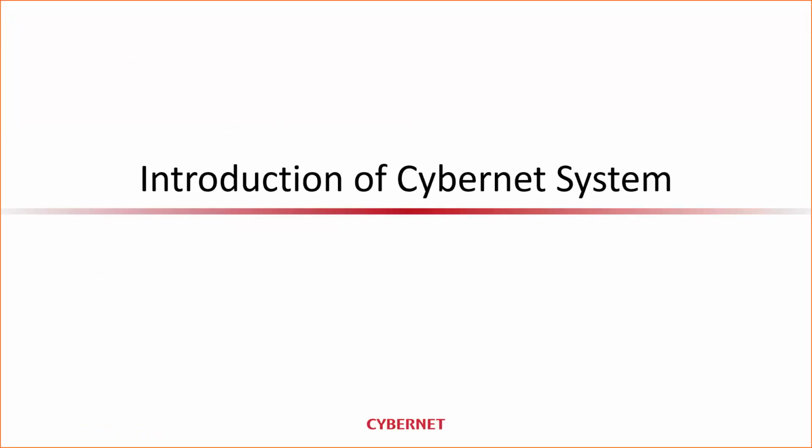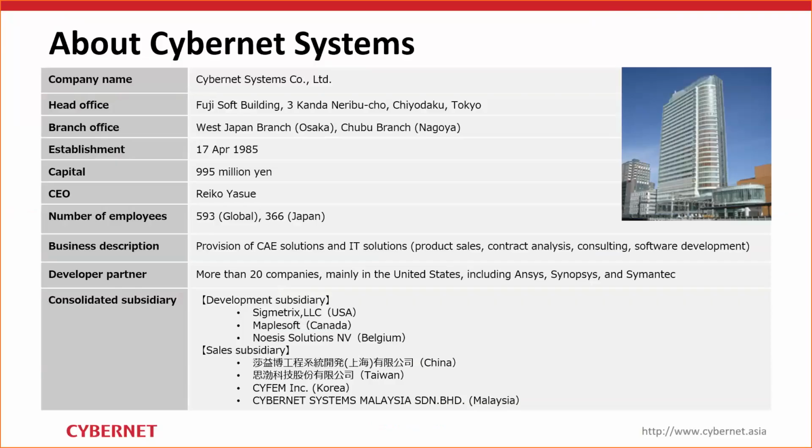Okay, now let's start with a little introduction to our company. Established in 1985, CYBERNET System has been providing CAE solutions and IT solutions through product sales, contract analysis, consulting, and software development for over 30 years now. We have developed partnerships with more than 20 companies, mainly in the United States, including Ansys, Synopsys, and Symantec. The sales subsidiaries of CYBERNET System consist of CYBERNET China, CYBERNET Taiwan, CYFAM, which is based in Korea, and of course, CYBERNET Systems Malaysia.